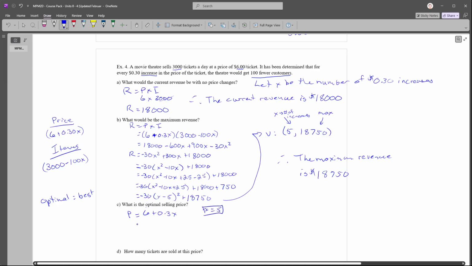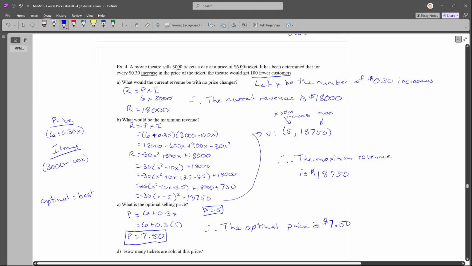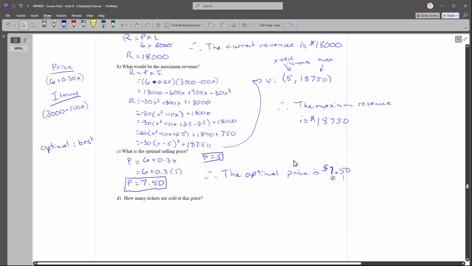So we're going to substitute. 6 plus 0.3 times 5. Well, 5 times 0.3 is 1.5. So that means that we end up with price is equal to $7.50. Therefore, the optimal price is $7.50. Okay, how many tickets are sold at this price?